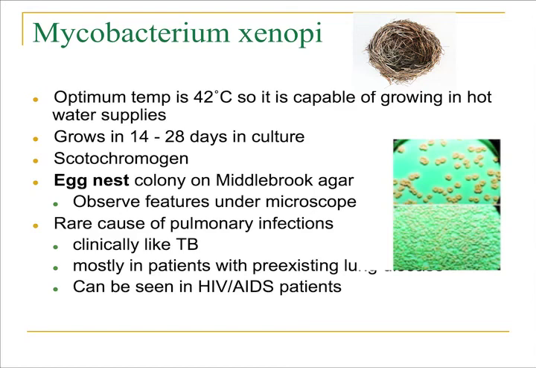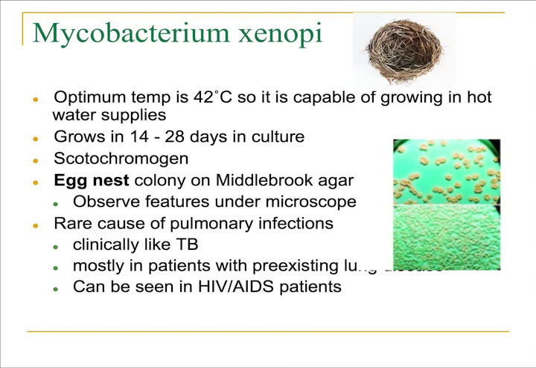This organism is very unusual in that its optimum temperature is 42 degrees centigrade. So it's capable of growing in hot water supplies. It grows in about 14 to 28 days. It is a scotochromogen. But the most unique thing about this organism is it forms what's called an egg nest colony on Middlebrook agar. Isn't it amazing?